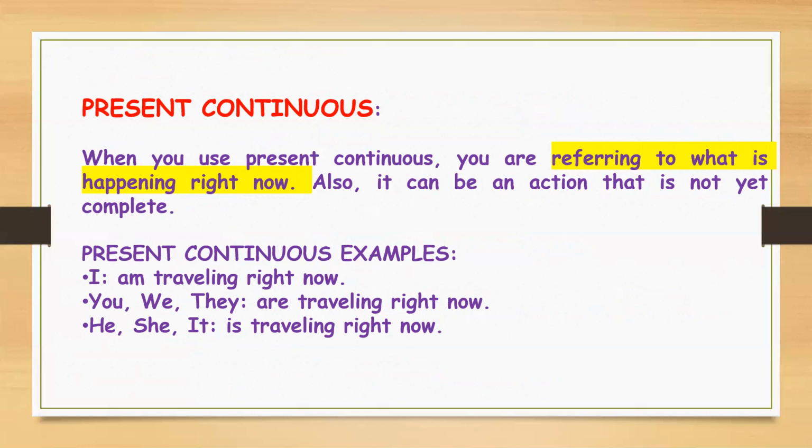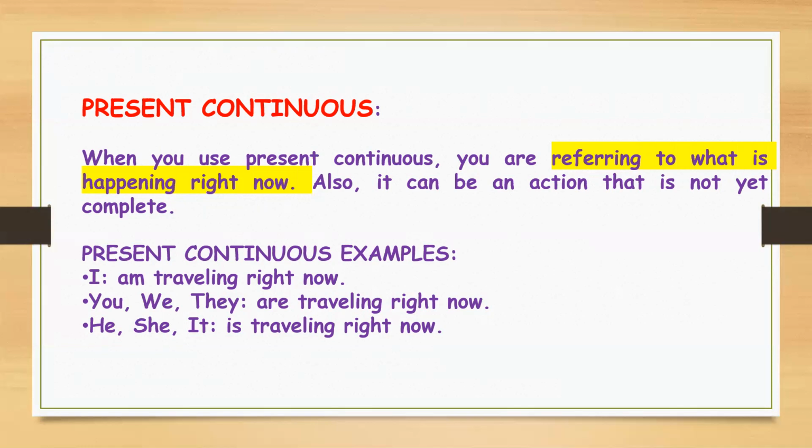So I am teaching right now. I am traveling right now. You are traveling right now. She is traveling right now. They are traveling right now. So what is happening now, you call it present continuous. So the word present continuous is telling what is happening right now.